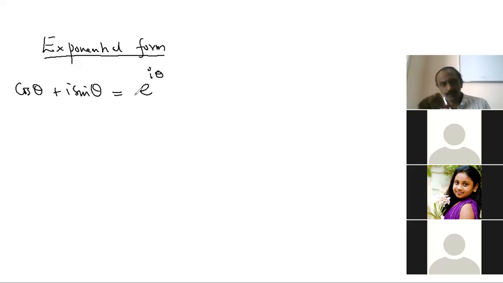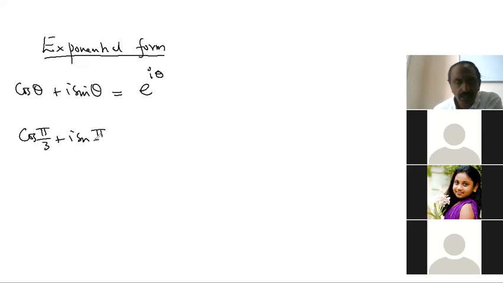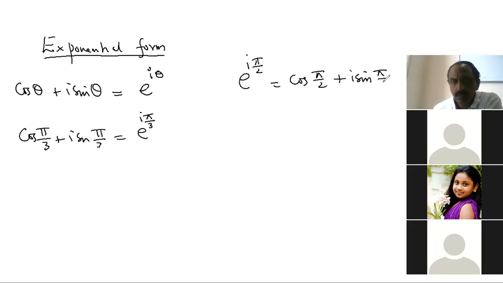Actually, it is not notation. I can prove that e raised to I theta, but not now, after calculus is taught to you. So if I write cos pi by 3 plus I sin pi by 3, it is nothing but e raised to I pi by 3. If I write e raised to I pi by 2, it means cos pi by 2 plus I sin pi by 2, that is 0 plus I. If I write e raised to I pi, it means cos pi plus I sin pi.